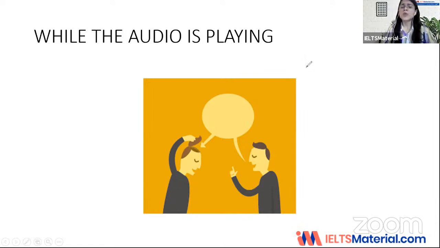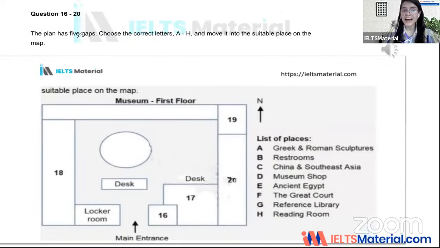The very first part that I told was that you have to read the question. Let's read it together. The plan has 5 gaps. Choose the correct letters A to H and move them into a suitable place on the map. Here we have no word count, so no word limit. We don't have to worry about that. Then read the map. What is the map about? Yes, this map is of a museum, and that too of the first floor of a museum. So we know what the map is about. We have to choose the correct letters from these options and put them in the right blank.